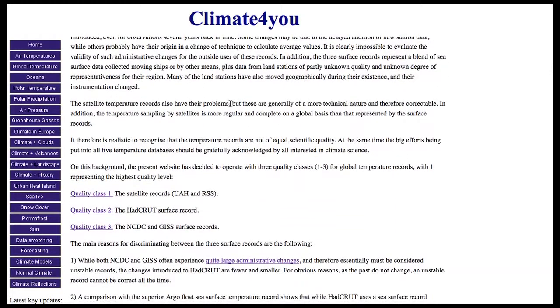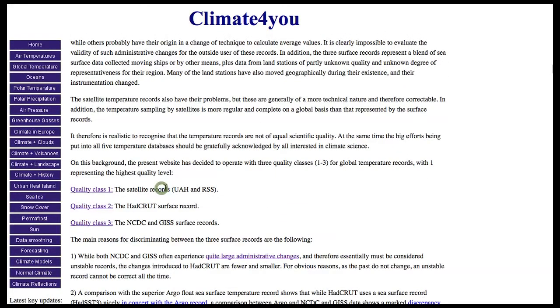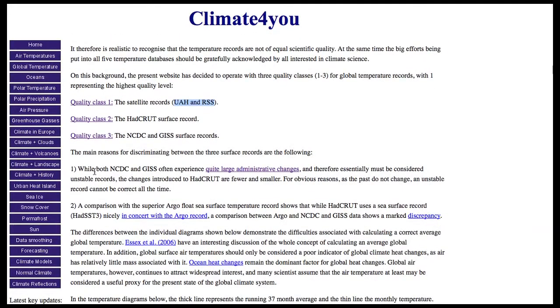This is important because there are different quality levels of different temperature data sets. The satellite records, UAH and RSS, are Quality Class 1 because satellite temperatures are generally more reliable than surface air temperature estimates. They have a higher sampling rate. Usually, satellite records will sample the entire surface of the Earth twice a day or something on that order. So they're very extensive, very reliable temperature records. Whereas HadCRUT, NCDC, and GISS are surface temperature records that are, well, less reliable.